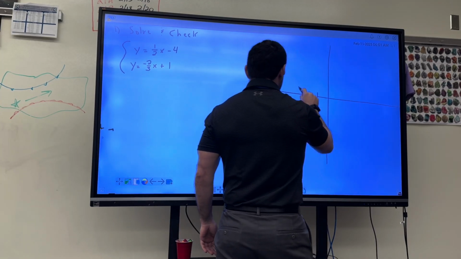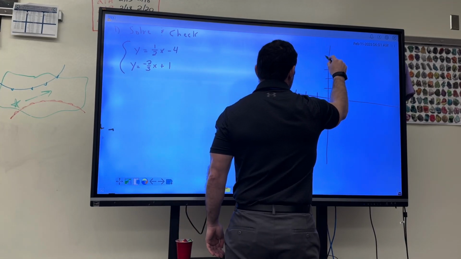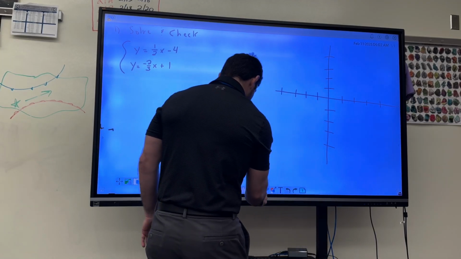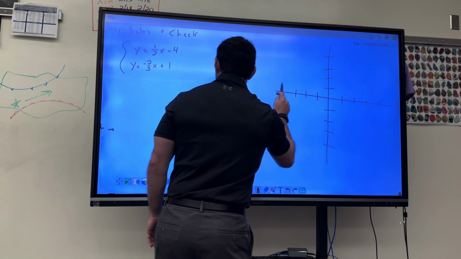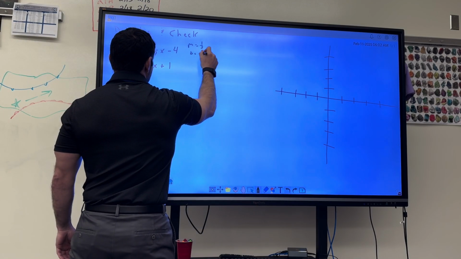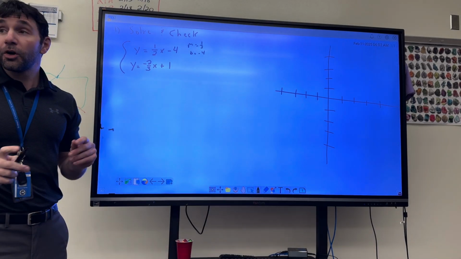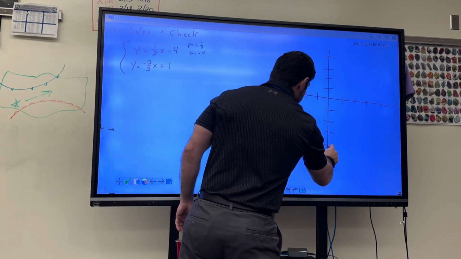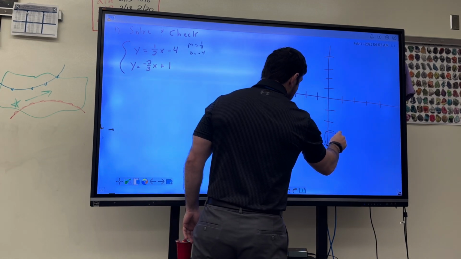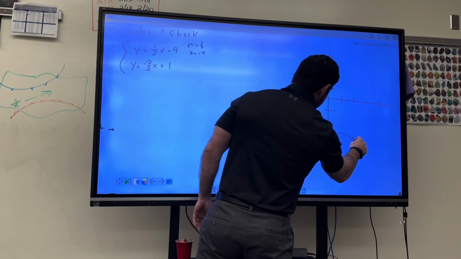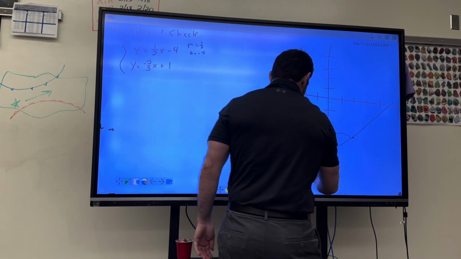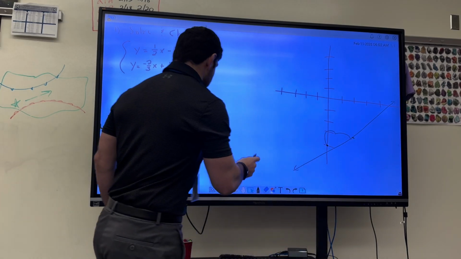So 1, 2, 3, 4, 1, 2, 3, 4, 1, 2, 3, 4. Okay, so I have an m of 1/2. I have a b of -4. We should all know how to graph. We come down here at -4, we put that. My slope is up 1 over 2. And then I'm going to draw a nice big line. Close enough.